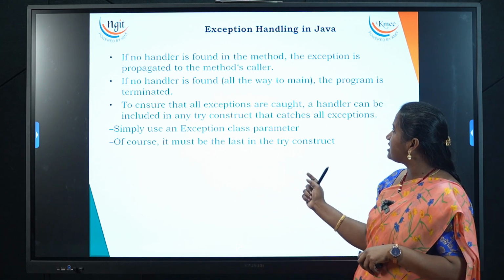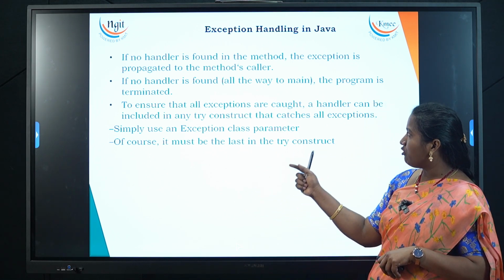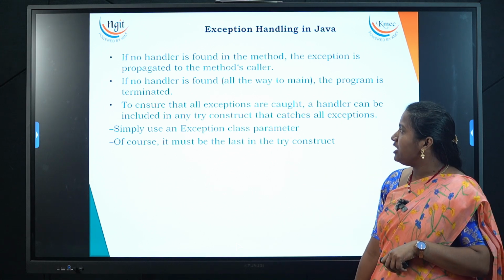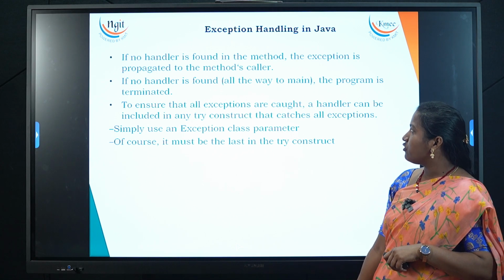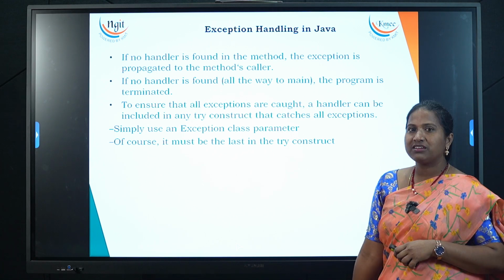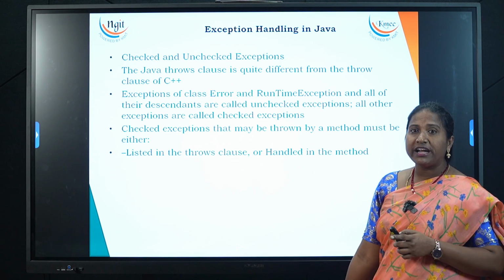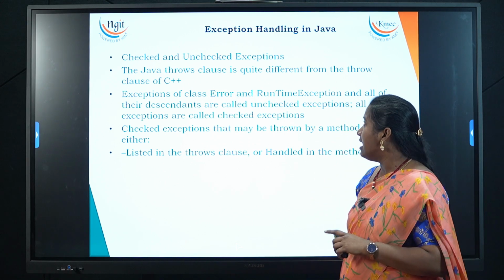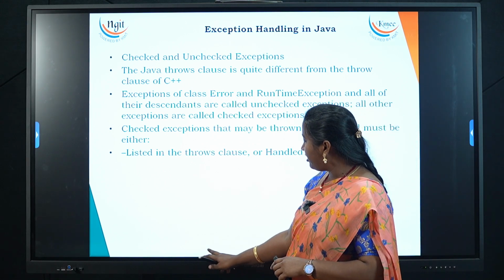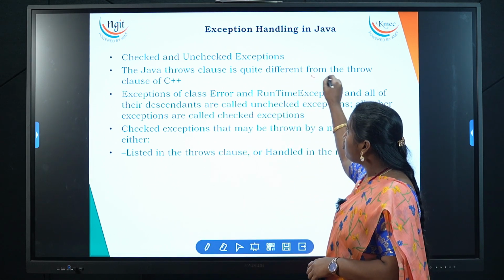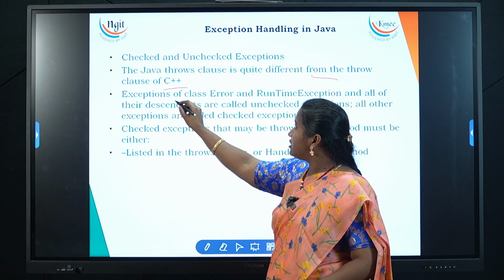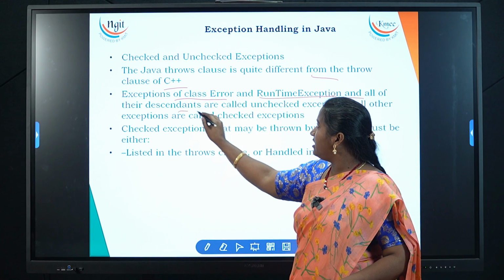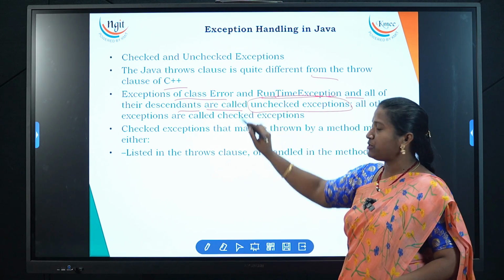To ensure that all exceptions are caught, a handler can be included in any try construct that catches the exceptions. Simply use an Exception class parameter. Of course, it must be the last in the try construct. There are two kinds of exceptions in Java, checked and unchecked exceptions. The Java throws clause is quite different from the throw clause of C++. Exceptions of class Error and RuntimeException and all of their descendants are called unchecked exceptions.